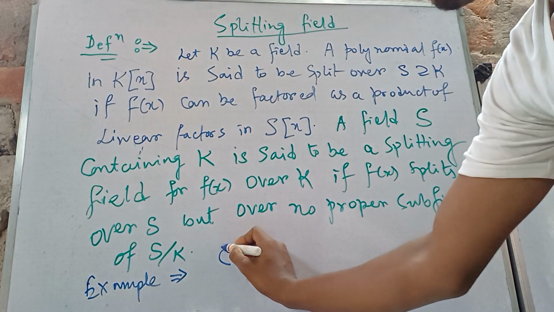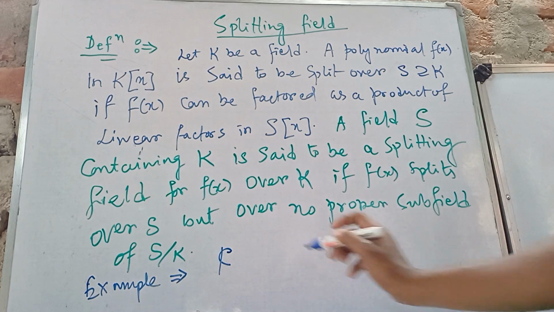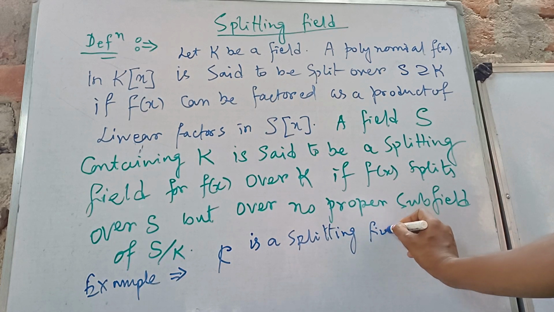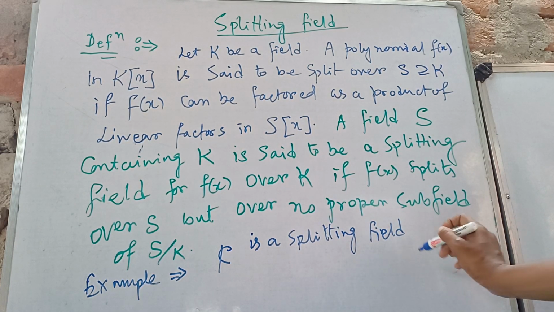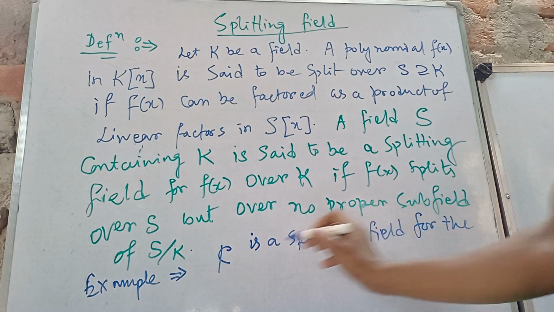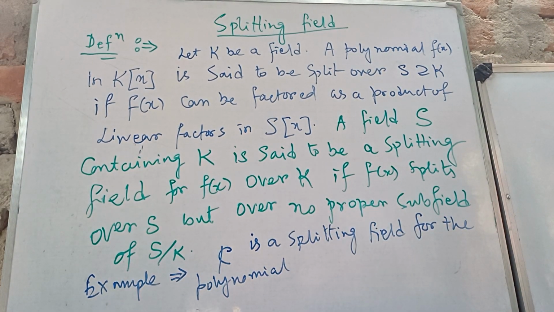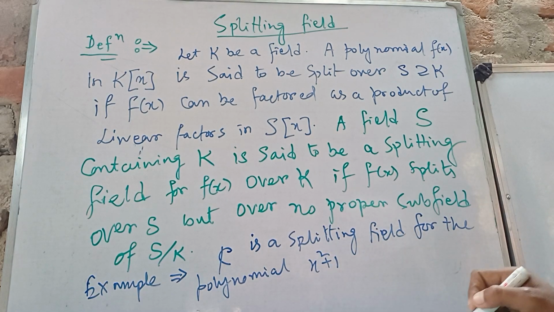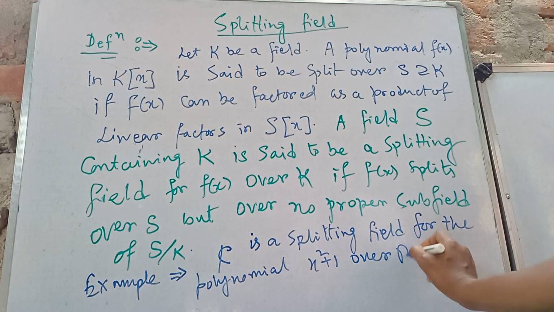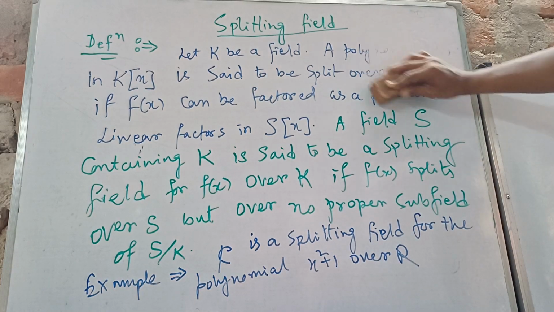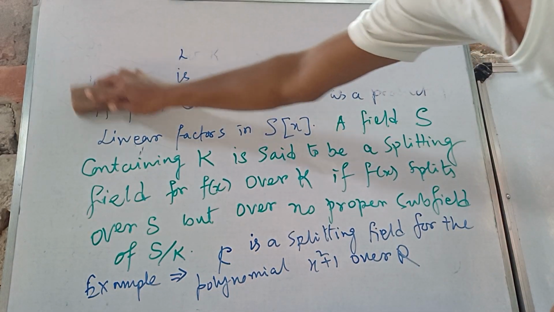We know the field of complex numbers C. This one is a splitting field for the polynomial x^2 + 1 over R. This polynomial over R obviously has a splitting field, which is C. Now we discuss this topic elaborately.